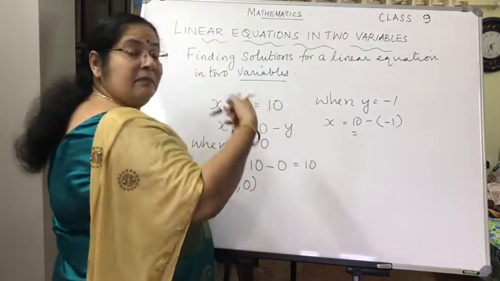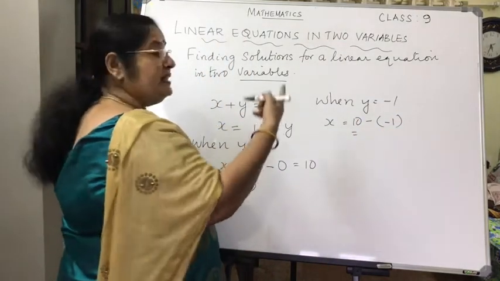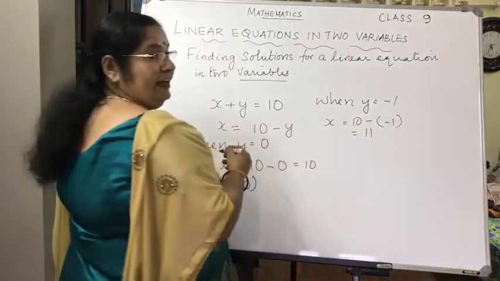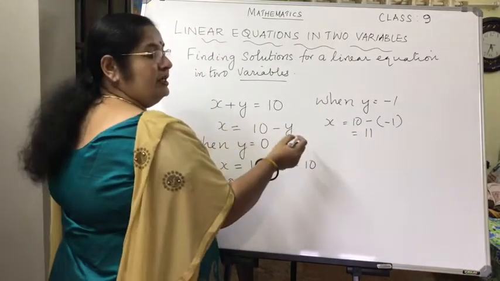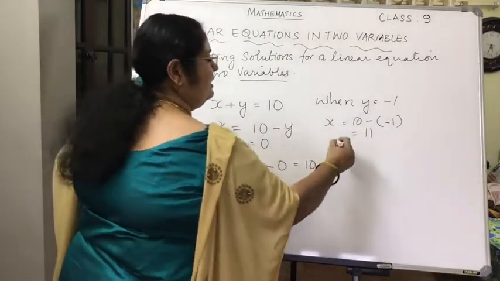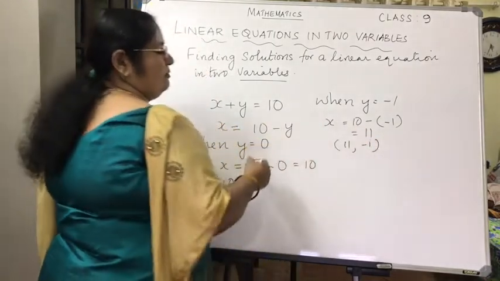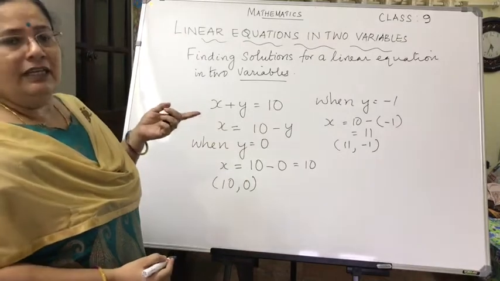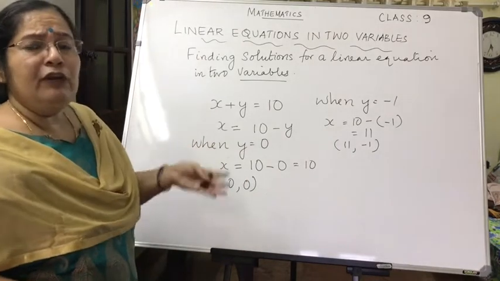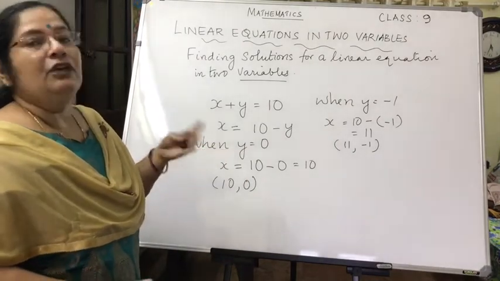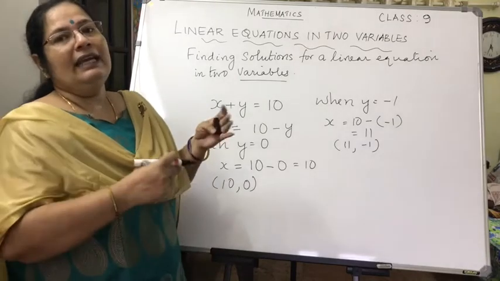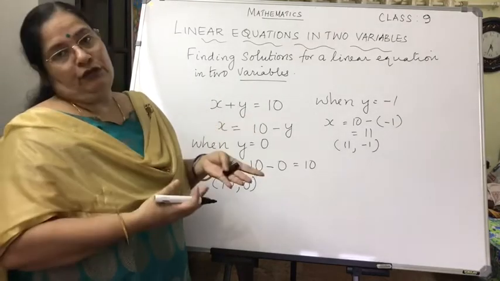10 minus minus 1 means 10 plus 1. It is 11. So what is the solution for this? One more solution for this: x comma y, so 11 comma minus 1. This is another solution. Like this, for every value of y you give, you get a value for x. So you can get infinitely many solutions.